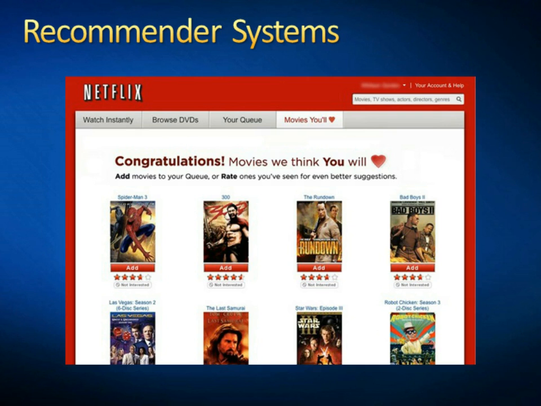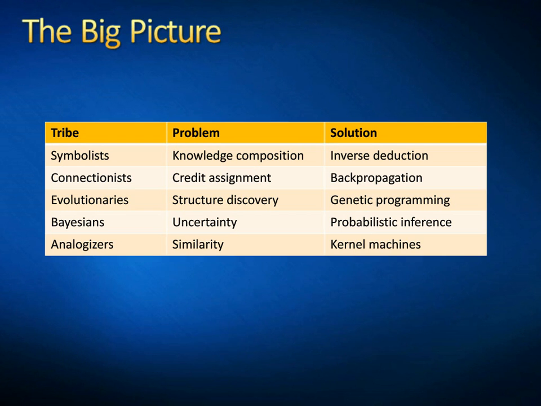So let me take a step back. Here's what we've seen, right? There are 5 major schools of thought in machine learning. Each one of them has a problem that it solves better than all the others, and it has a solution for that problem, which is its own general purpose algorithm or general purpose learner or master algorithm. The symbolists, the problem that they solve is learning composable knowledge, and they learn it using inverse deduction. The connectionists solve the problem of credit assignment using backpropagation.